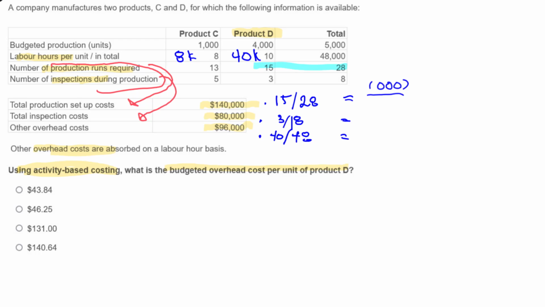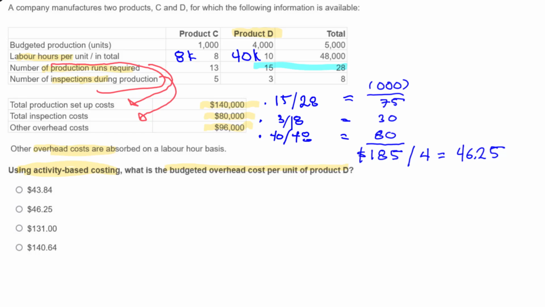75,000 for the production setup. Inspection costs, that's going to come to 30,000. And the other overheads is going to come to 80,000. I add those up and I get 185. Those are the total costs for my 4,000 units. And if I divide that by 4,000, remember we're in thousands, and we will get 46.25.